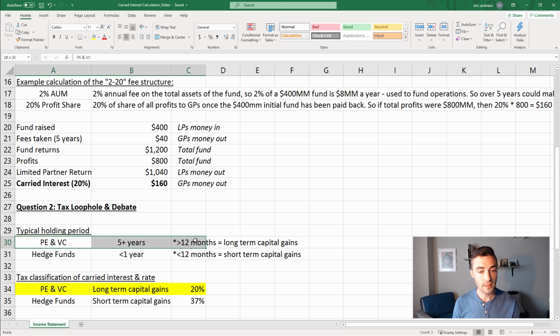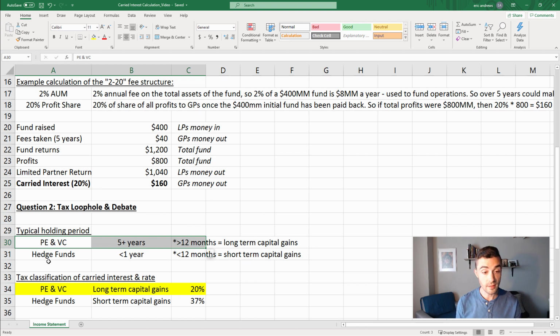Private equity and venture capital funds generally hold their investments for a really long time, 5 or 10 years. And any investment that's held for more than 12 months, and I'm talking about the US, so I'm not sure what the classification is around the world, but in terms of the US, it's considered a long-term capital gain. So there's a lower tax rate if you hold an investment for a longer period of time, just to incentivize long-term investing rather than short-term trading. And so any profits that private equity and venture capital funds make are considered long-term capital gains.